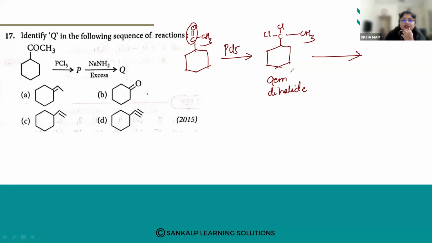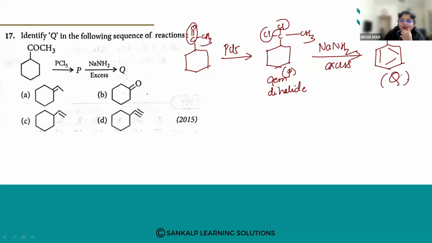Now further, this is your P, then it is reacted with sodium azide, an excess of sodium azide. So what you are going to get here is, both the Cl atoms are removed and they will result in a triple bond, C triple bond CH. So this is your Q. I'm going to get an alkyne. Option number D. The chlorines will go as 2HCl.